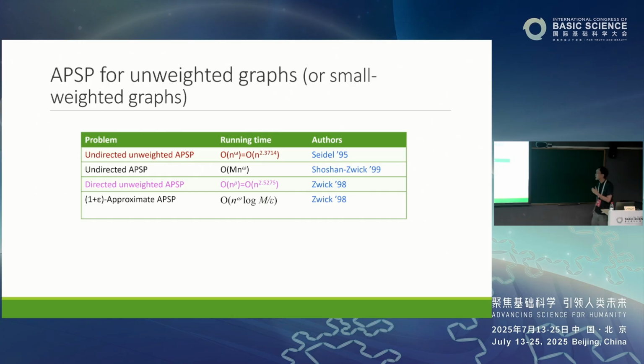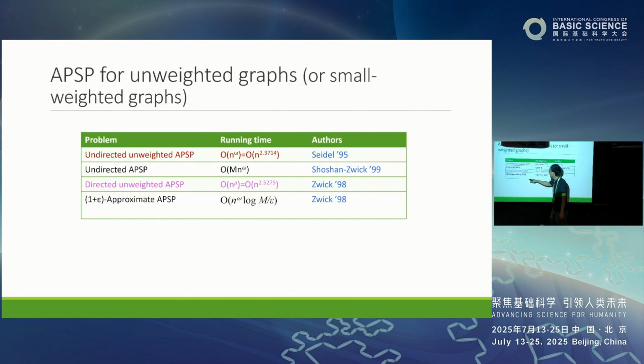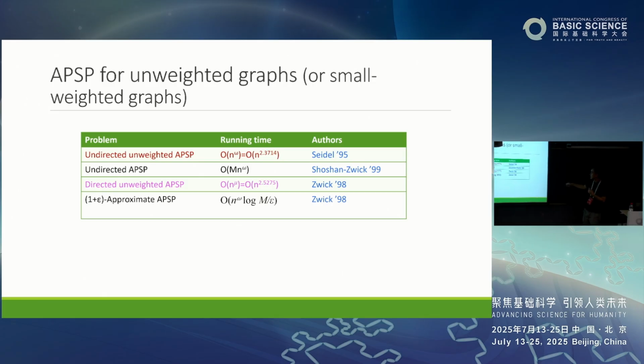But for the unweighted case, for example, for the undirected unweighted all-pairs shortest path, it now has an n to the omega time algorithm. And for directed unweighted all-pairs shortest path, we have an n to the 2 plus mu algorithm like this. So now the algorithm has the same time bound as maximum weight matching, n to the 2 plus mu.